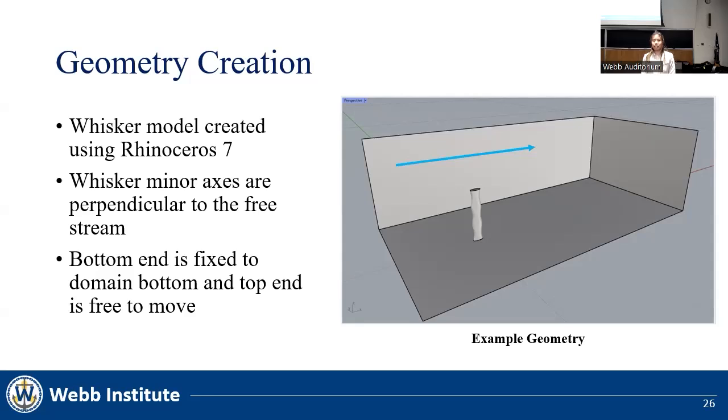It is important to note the orientation of the whisker in the flow. Since the whisker is elliptical, we had to choose an orientation. For consistency, we tested it with a smaller axis perpendicular to the free stream. Additionally, the bottom of the whisker is fixed to the fluid domain, and the tip is free to move, which will be important during the FSI runs.